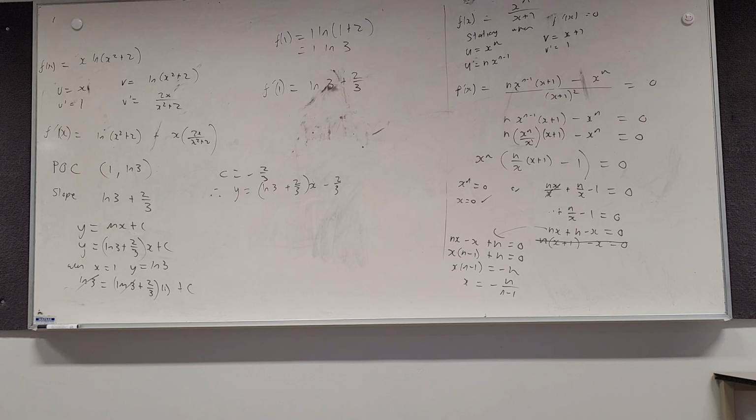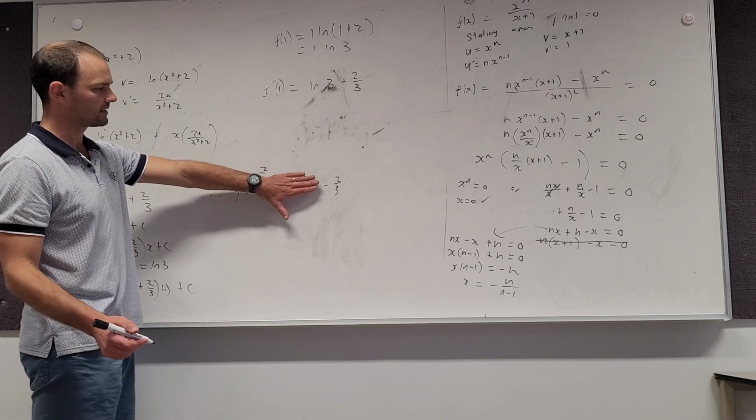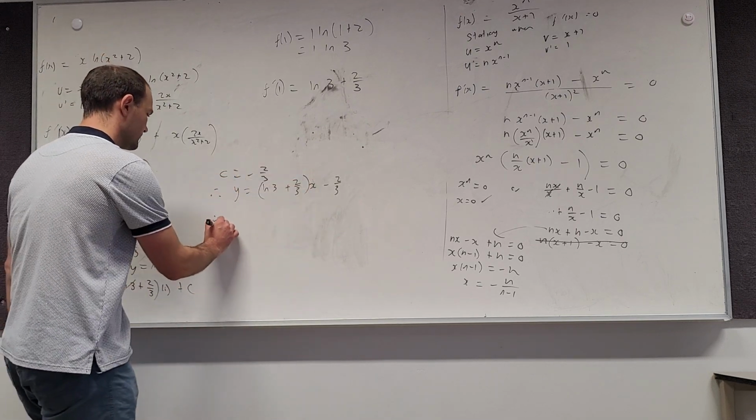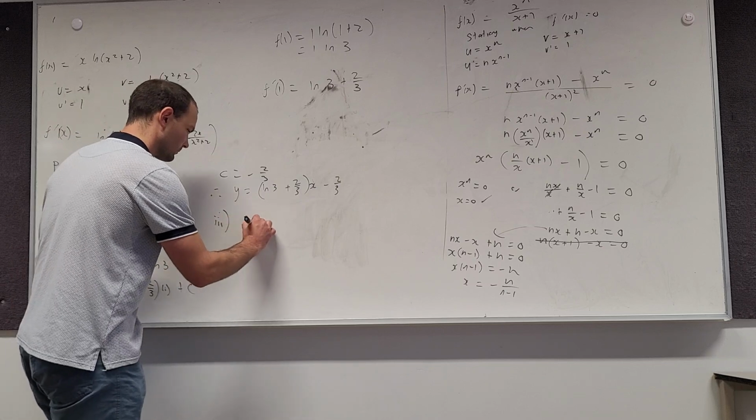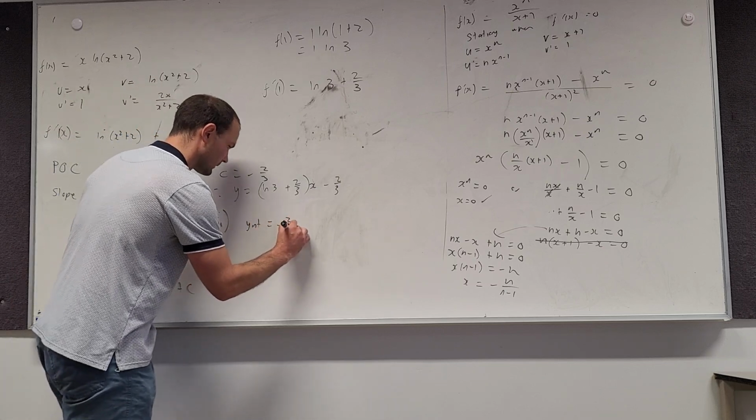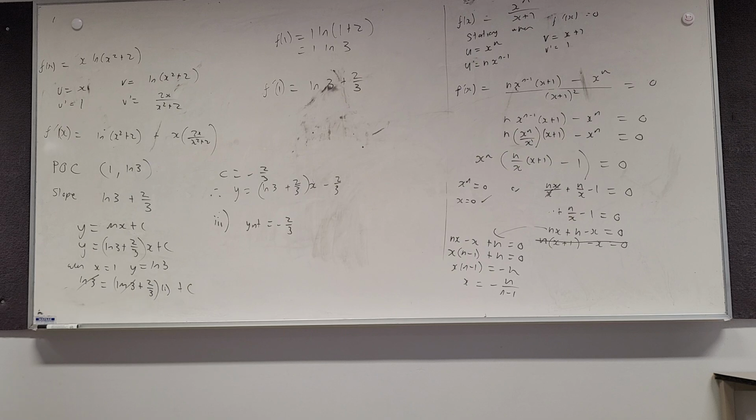Okay, part 3, determine the y-intercept. Y-intercept when x is 0. 2/3. Okay, all okay so far? Yep. Some of those marks can be tricky to get right, but we want to make sure we're getting these ones.